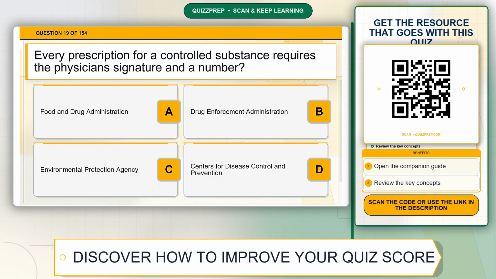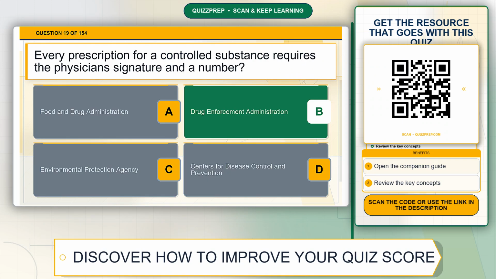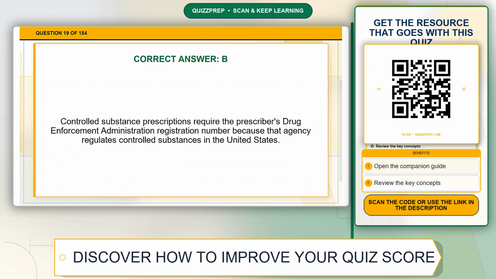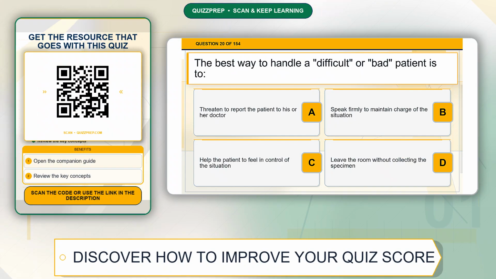Question 19. Every prescription for a controlled substance requires the physician's signature and a number from which agency? Option A, Food and Drug Administration. Option B, Drug Enforcement Administration. Option C, Environmental Protection Agency. Option D, Centers for Disease Control and Prevention. The correct answer is option B, Drug Enforcement Administration. Explanation. Controlled substance prescriptions require the prescriber's Drug Enforcement Administration registration number because that agency regulates controlled substances in the United States.